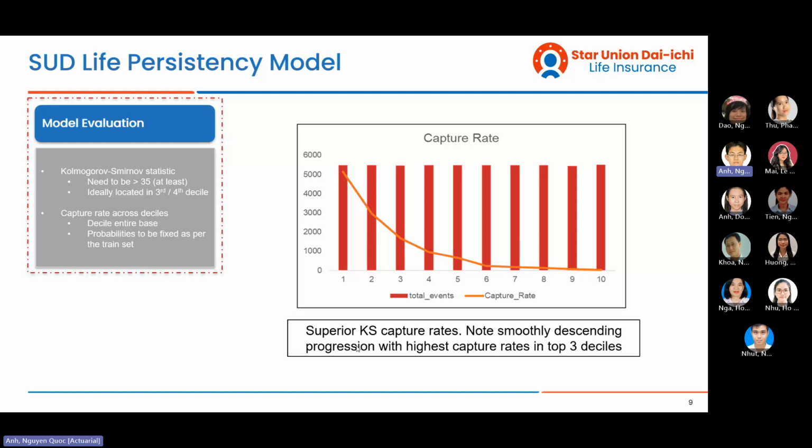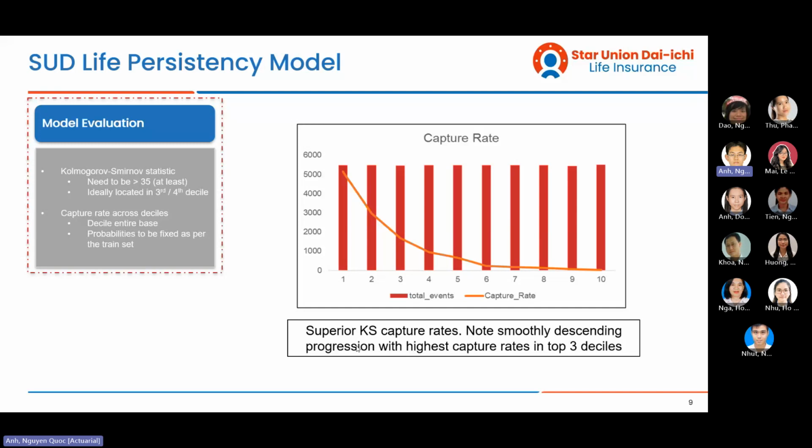In the first two deciles, we see the highest number of fluctuation or bad events that we try to target, and going down the deciles, with the probability, the percentage capture rate of the bad events is also on the lower side. So the better the model, the higher the capture rates in the first three deciles.